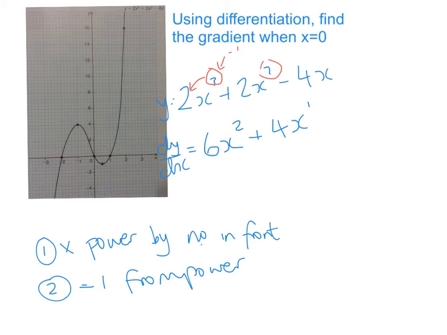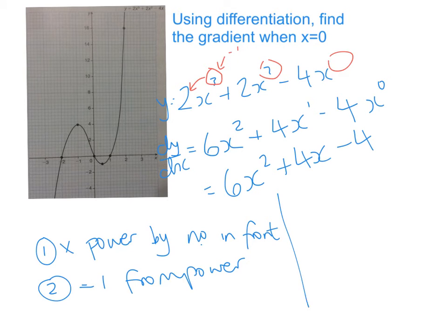Now on this one there's no power, which means there's a power of 1. So I'm going to do 1 times -4 is -4, and then it would be x to the 0, but x to the 0 is just equal to 1. So we could tidy it all up, 6x squared plus 4x minus 4. So that's what the differential is. Dy dx is 6x squared plus 4x minus 4.